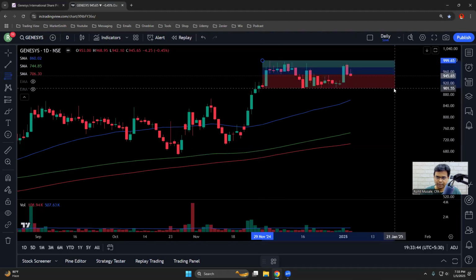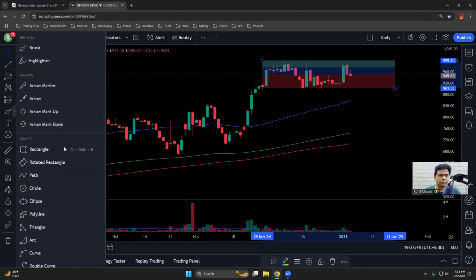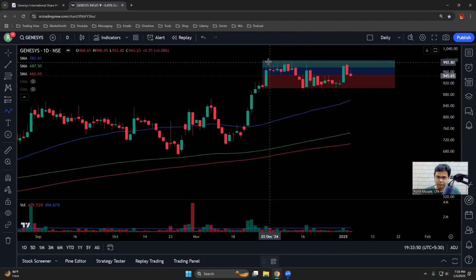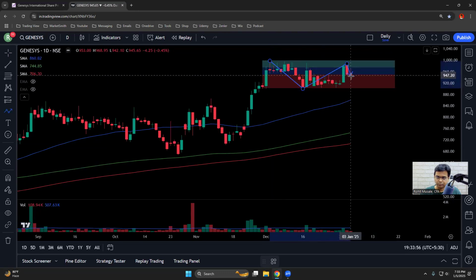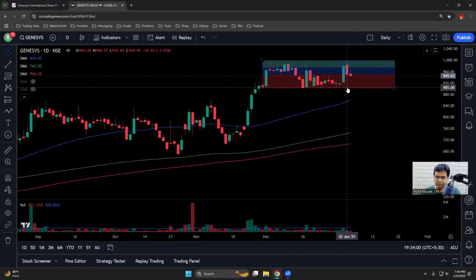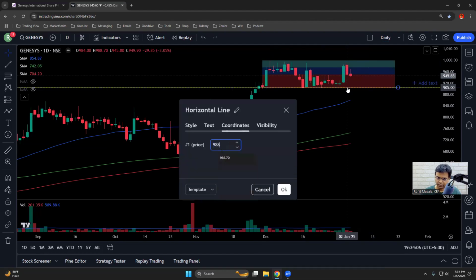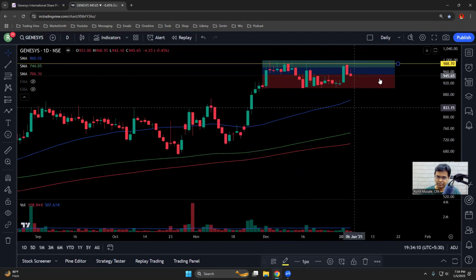So now we are in technical analysis. Okay. So the buy point is this. So this is point 1, point 2, point 3, point 4. So point 3 becomes our buy point. So the high of this candle, which is 988.70. Okay. And the distance between current closing price.